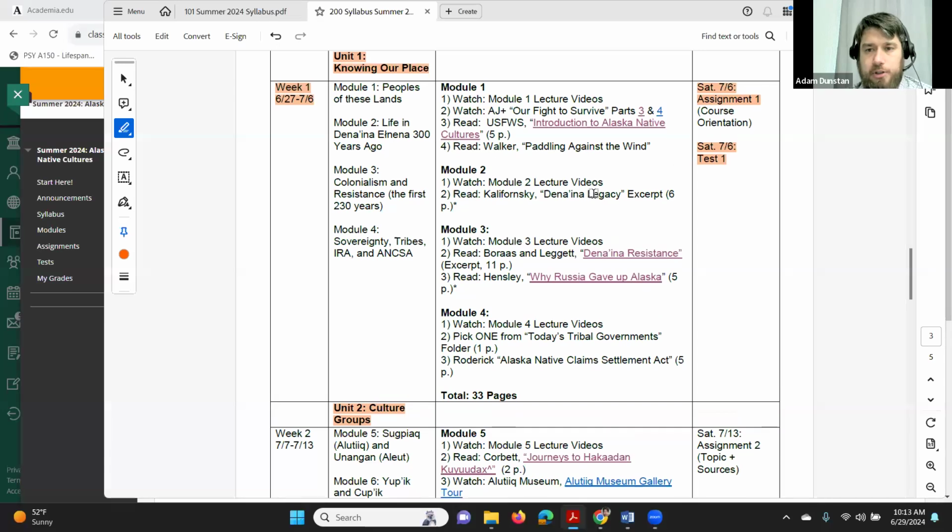You'll notice that there's kind of 3 units to this class. The first unit is knowing our place. And so that is about, among other things, several key topics about the history of Alaska to make the rest of the course make sense.